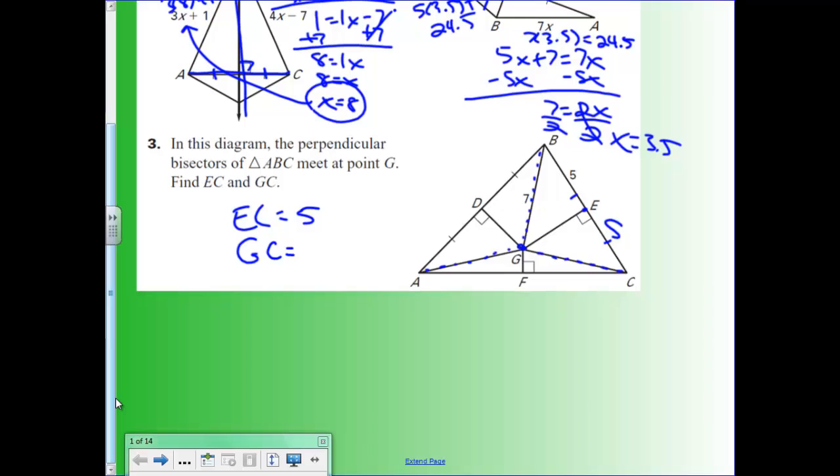Yeah? What do you have, Mason? 7. This one's 7, that one's 7, this one's also 7. So GC equals 7. We got it? Okay.